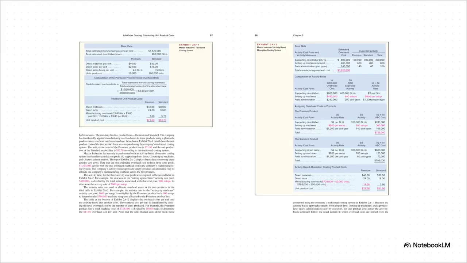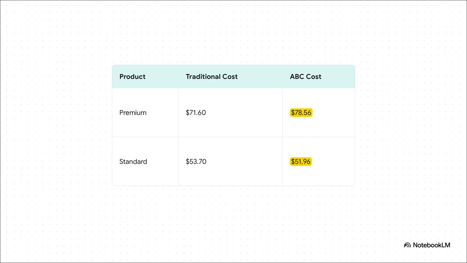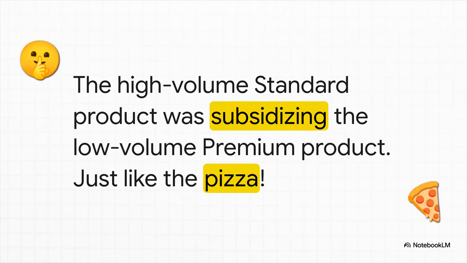And just look at the difference it makes. Here's Maxstar Industries. On the left, that's their old system, one big overhead bucket. Classic, easy mode. But on the right, that's their new ABC system. It's not one bucket anymore. It's all these specific activity cost pools. I mean, the level of detail is just wow. And this right here is the aha moment. This is why you do it. Under their old system, Maxstar thought their premium product cost about $71 to make, but ABC showed them the real cost was almost $79. And their standard product, they thought it was more expensive than it actually was. The numbers completely flipped.